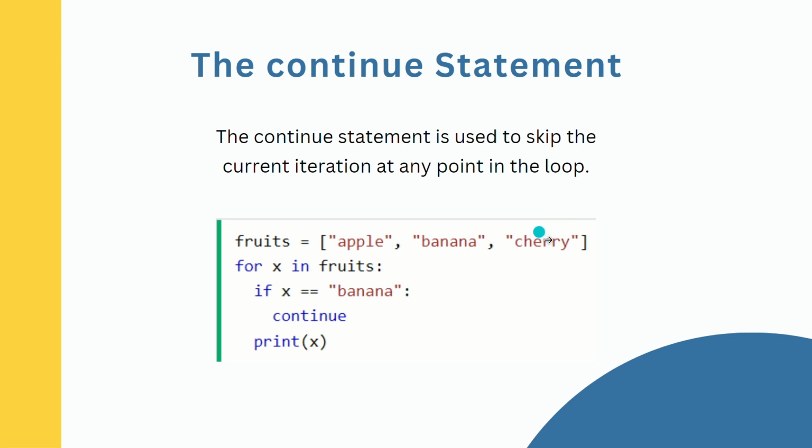Now the continue statement. Again we have seen this, it's used to skip the current iteration at any point in the loop. So again, the same example, at this point, if the value inside the list is banana, that will be skipped. If not, it will be printed. So apple and cherry will be printed in this case.